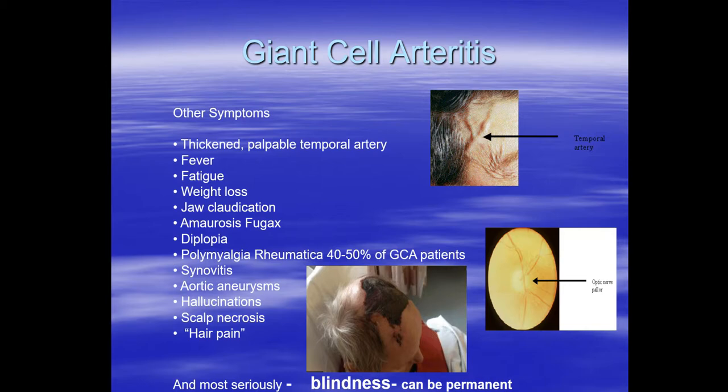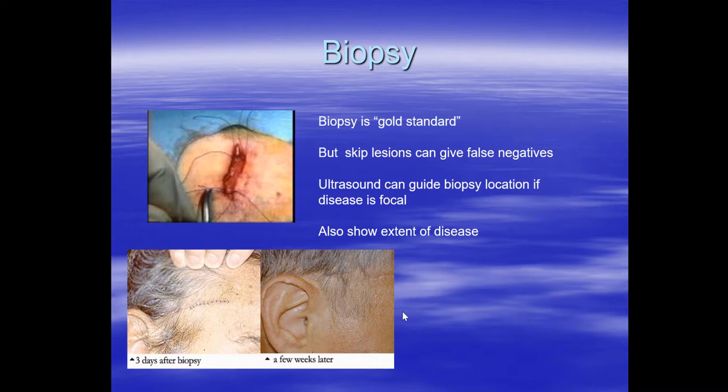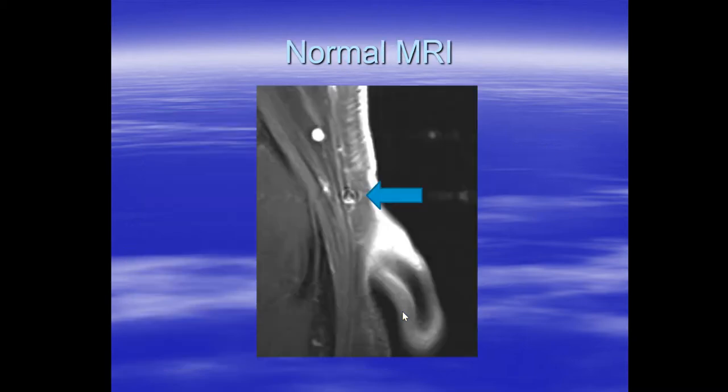A lot of the patients will also have polymyalgia rheumatica, and 40 to 50% of them will have that coexisting with GCA. The biopsy is always thought of as being the gold standard, but as I mentioned before, you can have skip lesions. That's where ultrasound can be useful in telling them exactly where the thickening of the artery is, and can show the extent of the disease. One of the articles I was reading in preparation for this strongly suggested doing bilateral biopsies, not just on one side, because it can quite commonly affect one side and not the other.